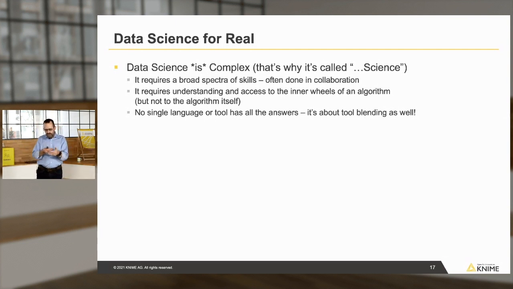And part of that confusion, in my mind, also comes from the fact that a lot of data scientists originally came out of algorithm development and moved into the role of data scientist. But we now see increasingly more people being trained as a domain specialist and data scientist without all of this computer science algorithm development background, right? And the other point is no single language or tool has all of the answers, right? So this is very much also about tool blending.